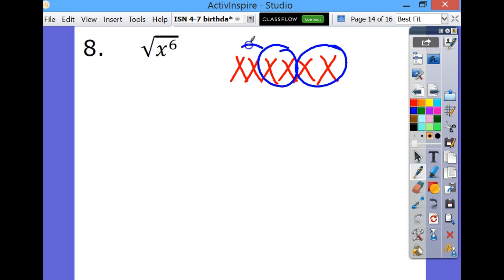1, 2, 3. You do the same thing. You find the pairs because the square root sign asks you, what's a pair? Well, how many pairs do I have? So that becomes x to the 3rd power. Is there anything left over that doesn't have a pair? So if there's nothing left over that doesn't have a pair, I don't have a square root sign in the answer because everything paired up.